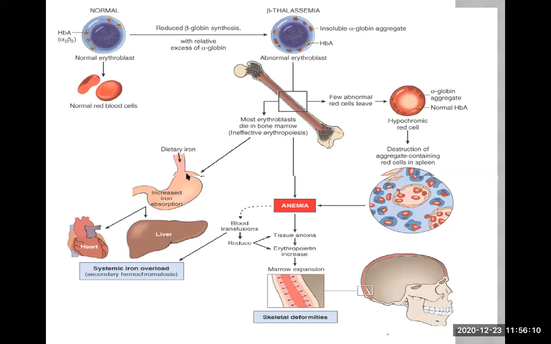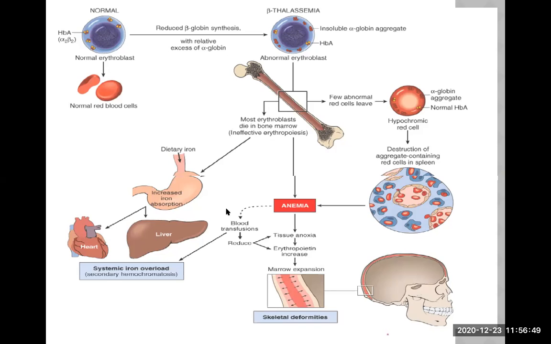Now, one more thing, there is increased absorption of dietary iron from the GI tract. If you remember, I've already explained this mechanism before. Anybody remember why there is increased absorption of dietary iron in this case? Because of a compensatory mechanism, because there is increased production of RBC, to compensate for the hypoxia. That is the correct answer. To compensate for hypoxia.